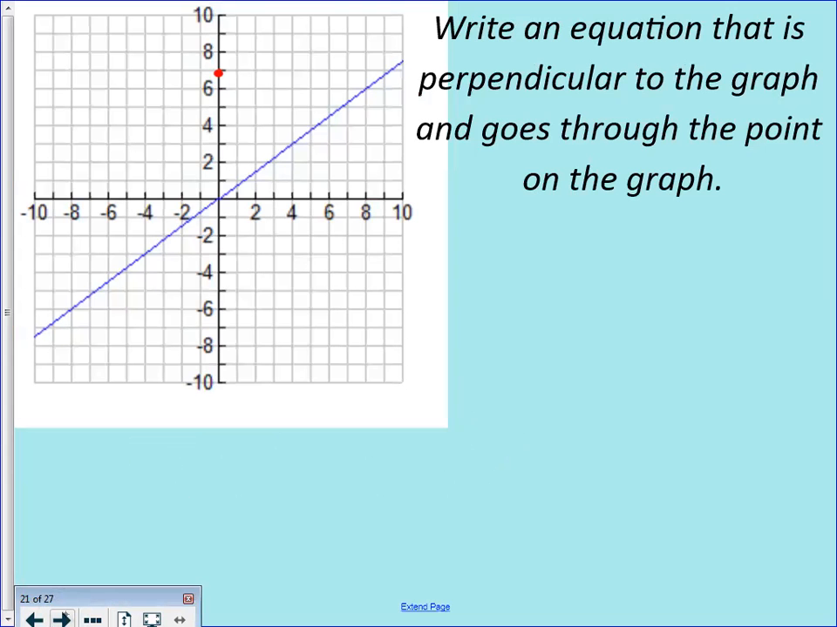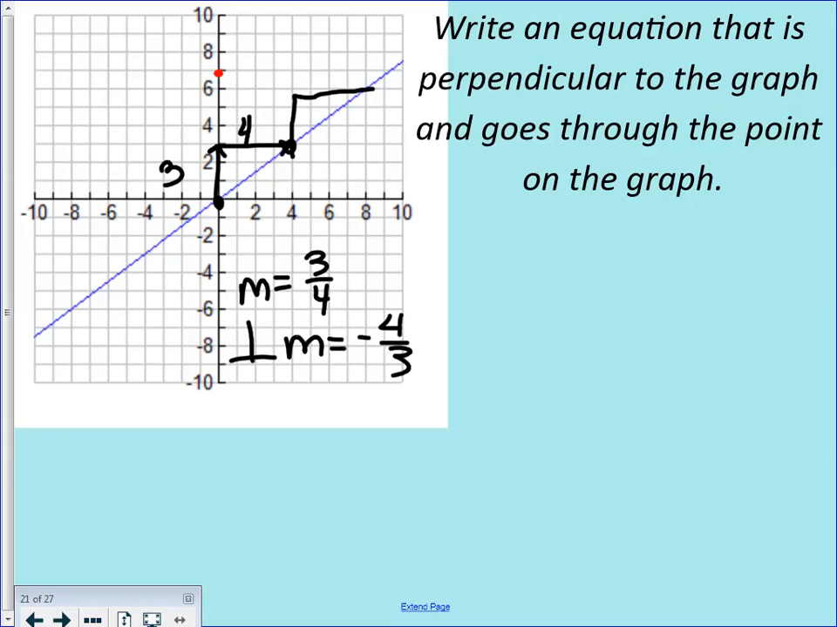Okay. All right, so write an equation that's perpendicular to the graph and goes through the point on the graph. Whenever you're given these, you need to find the slope first and then identify your points as well. So my slope of this line, I need 2 points to get it. I'm going to be rising 3, running 4. If I check to see if it's right, 1, 2, 3, 1, 2, 3, 4. That is right. So that means I have a slope of this line to be 3/4, but my perpendicular slope is going to be negative 4/3.